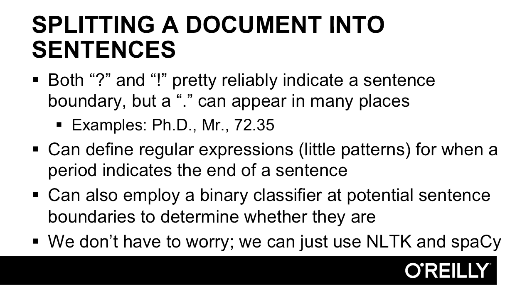Splitting a document into sentences. Both the question mark and the exclamation point are pretty reliable indicators of a sentence boundary, but a period can appear just about anywhere. For example, we have PhD, Mr., and in the number 72.35. One way to do this is to find little regular expressions, which are little patterns, for when a period indicates the end of a sentence and when it doesn't. For example, you could have the PH on one side of the period and the D on the other.